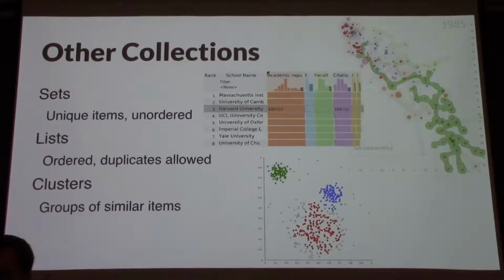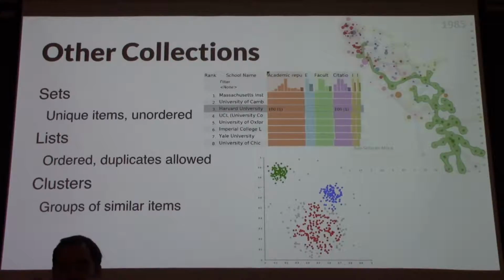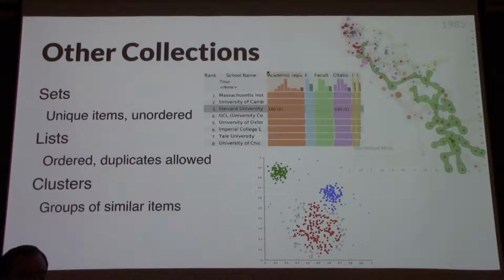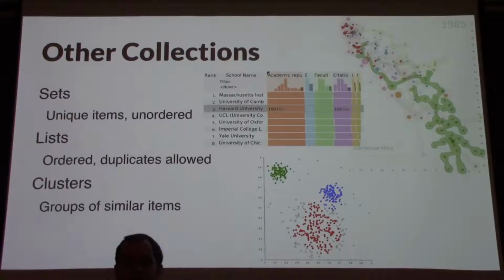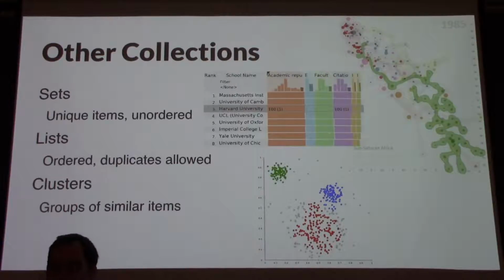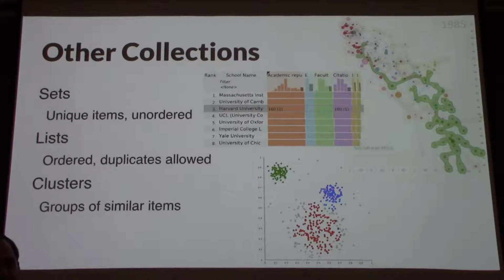Other data types are collections. There are three types of collections that are important: sets, lists, and clusters. Sets, as in programming, are unique items and they're unordered. So if you have a set, you can quickly check whether something is contained in the set, but you don't imply anything about the order.